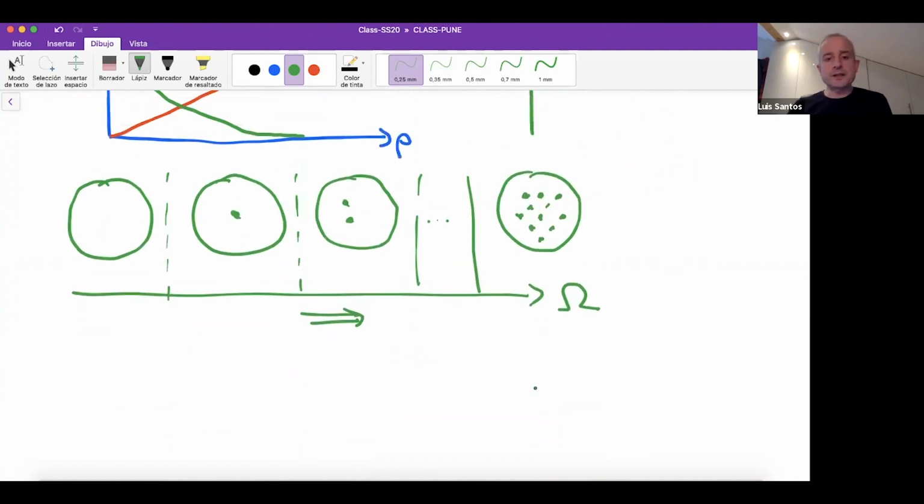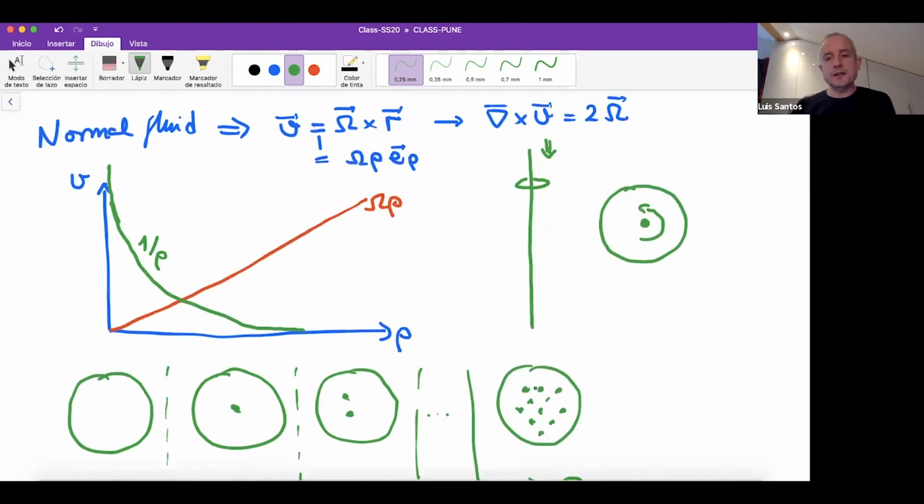Okay, so the important thing, as I say, in the case of superfluids, is that due to this irrotational character of the velocity field, the rotation is very different.